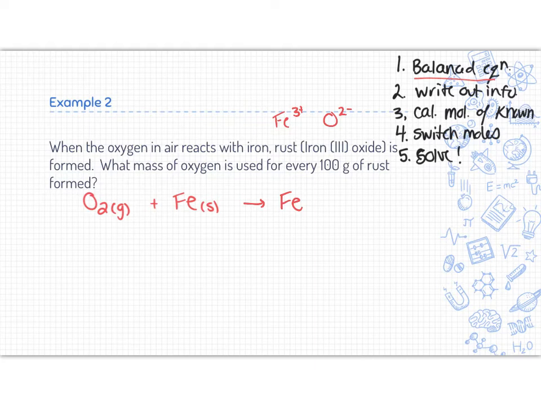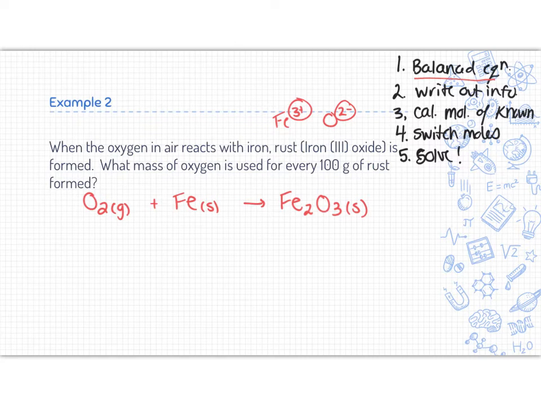When I write an ionic compound, I need to balance for charges before I can even write this in the equation. So I need 2 irons and 3 oxygens to balance the positive 3 and negative 2 charge. Rust is also a solid. All right, this is an equation, but it's not yet balanced. So let's balance this one.